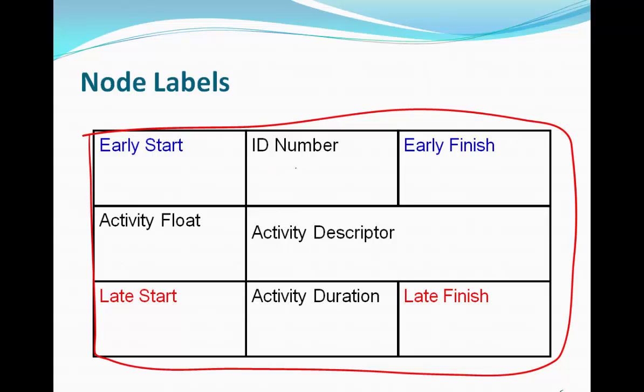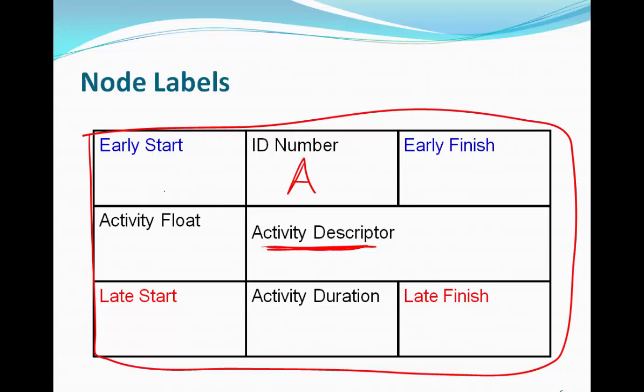For example, in a previous slide we had activities labeled A, B, C, and so on. If we are drawing out a network node, we would label it as such. We would place the label ID in the top center of the rectangle. And if we had a description of the activity, we would place that in the center of the node.